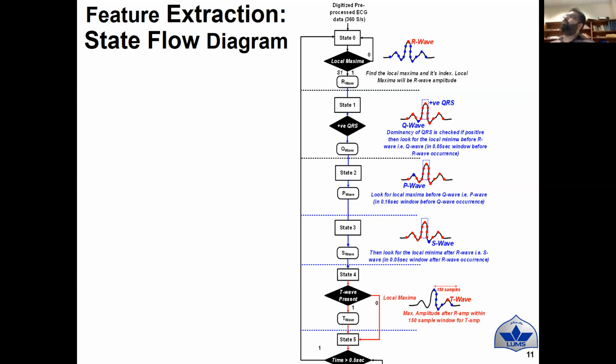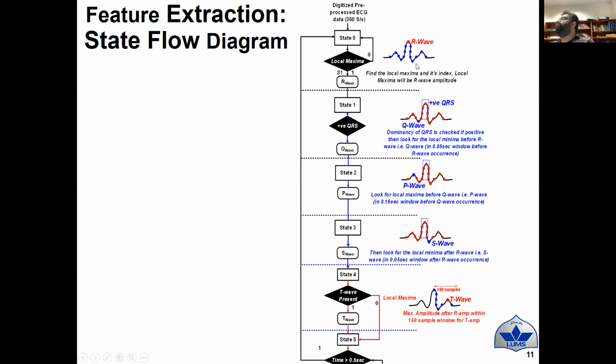Commonly you can use a state flow implementation. In it, first of all, you need to find the maxima. You have ECG data coming in, so you need to find the maxima of that wave. As we mentioned, after pre-processing, meaning after getting rid of the offset value and the noise, the maximum value is going to be the R peak, the R wave. You can find the R peak amplitude and the corresponding index, the location where it lies, based on this maximum point. So you will find the local maxima, and that gives you the R wave amplitude.